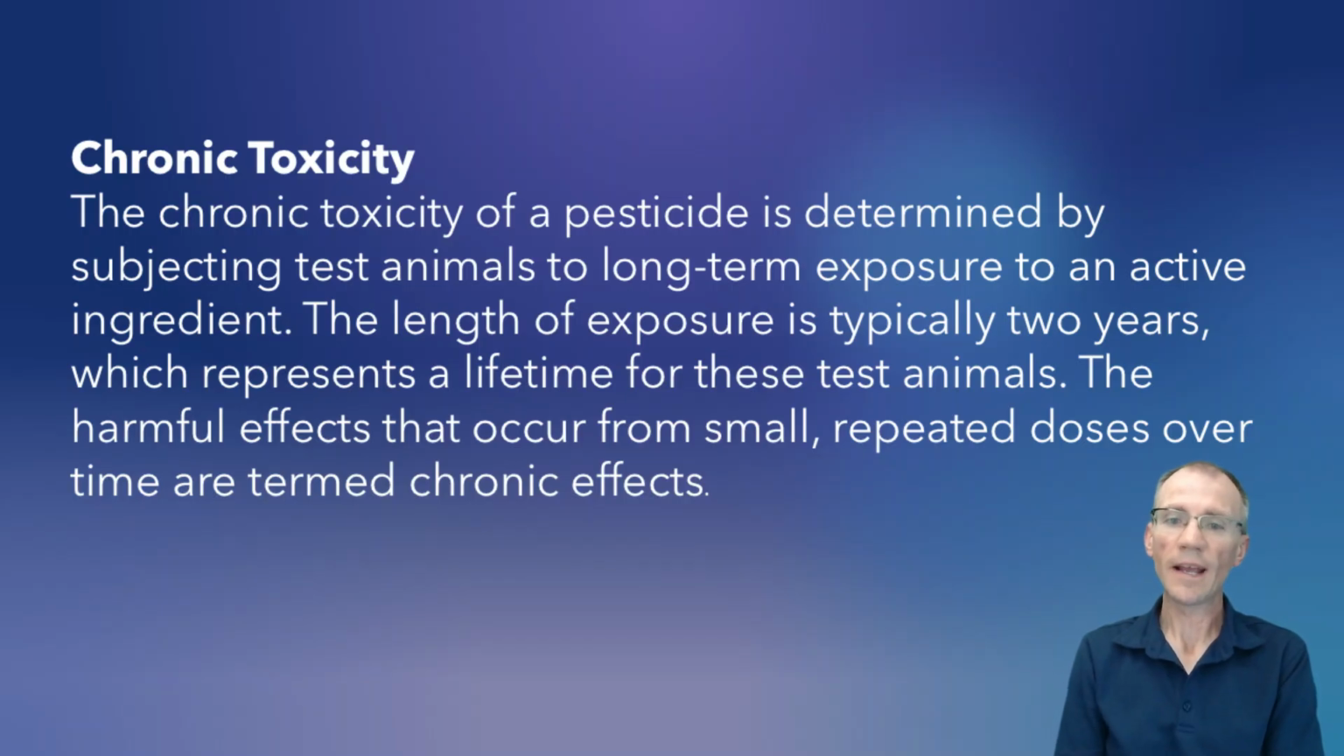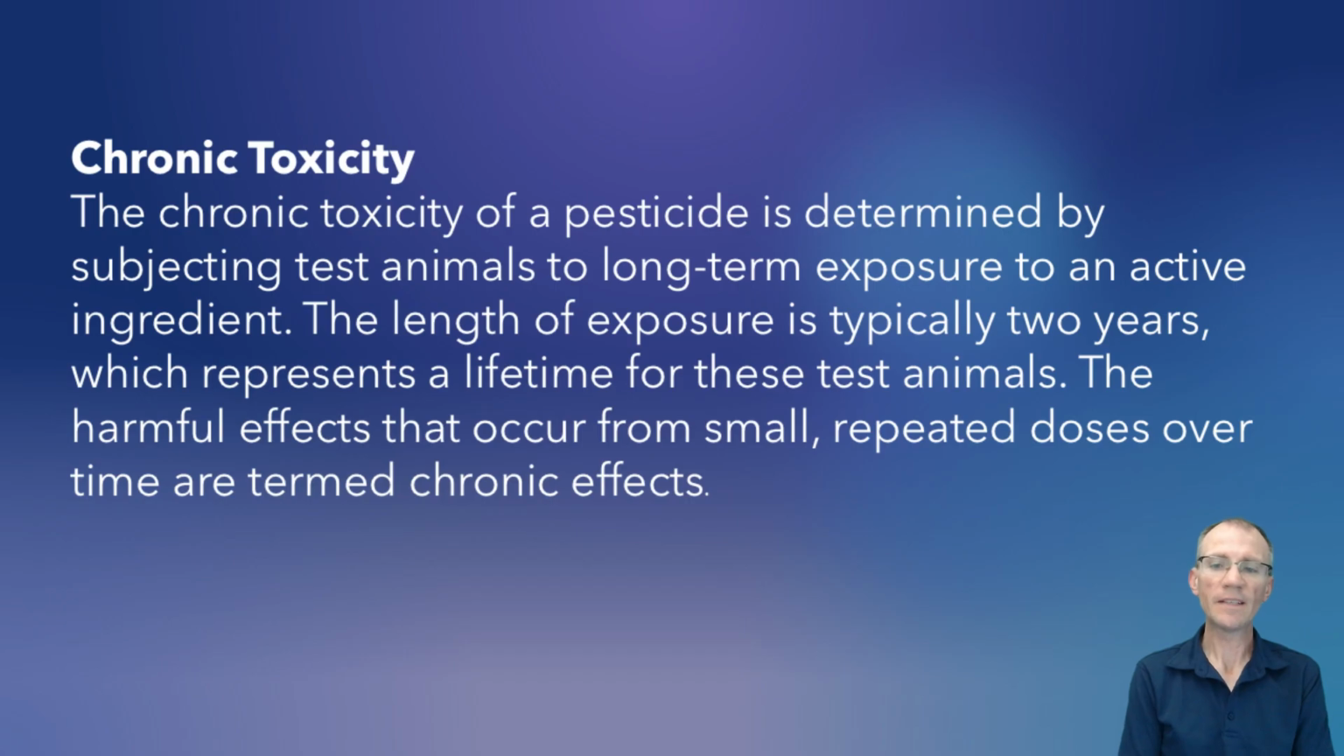Let's talk about chronic toxicity. The chronic toxicity of a pesticide is determined by subjecting test animals to long-term exposure to an active ingredient. The length of exposure is typically 2 years, which represents a lifetime for these test animals. The harmful effects that occur for small repeated doses over time are termed chronic effects.